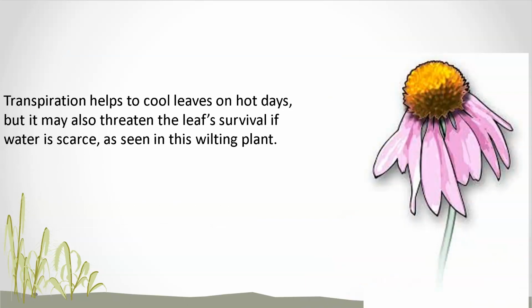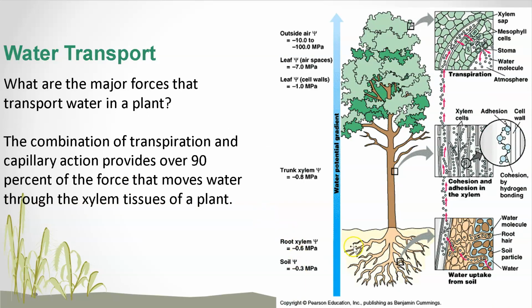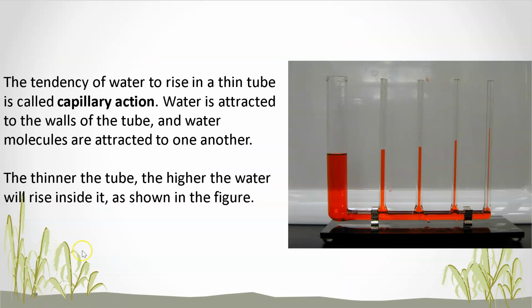Because of that, transpiration causes water to be in this long chain. Cohesion and adhesion. So when water leaves right here, through the stoma, the next water is connected to the water vapor that left, so it pulls it all up. The combination of transpiration and capillary action provides over 90% of the force that moves water through the xylem tissues of a plant. Well, what exactly is capillary action? Capillary action is the tendency of water to rise in a thin tube. And you've seen this if you ever put one edge of a paper towel in a drop of water.